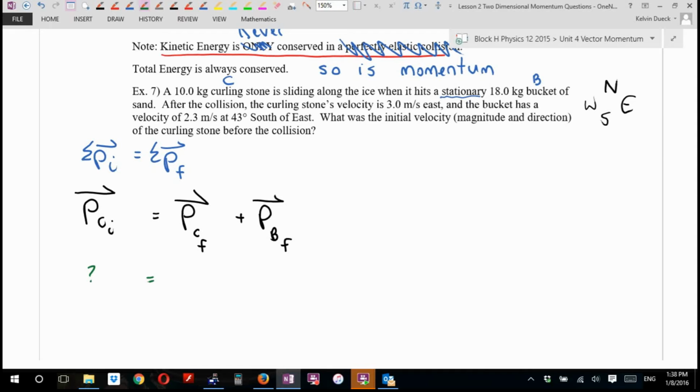Momentum C, the curling rock after the collision, what direction? East, so I can draw an arrow like this. How big? Mass times velocity. Oh, I can do it in my head. 10 times 3. Don't you feel a little really proud there? Plus, I'm going to pick on you, not to make fun of you, but to walk you through. I'm going to ask you to do the bucket. What angle did they give me for the bucket?